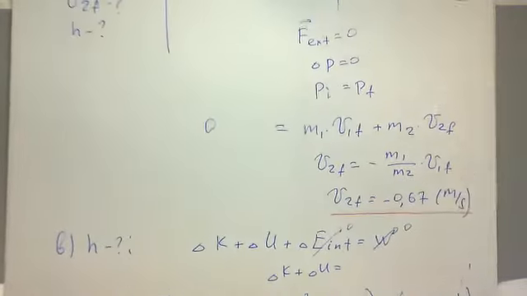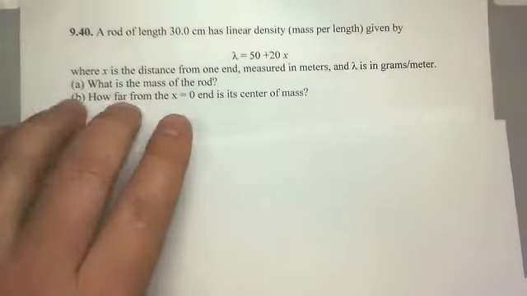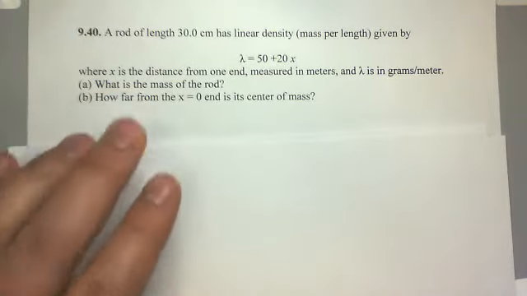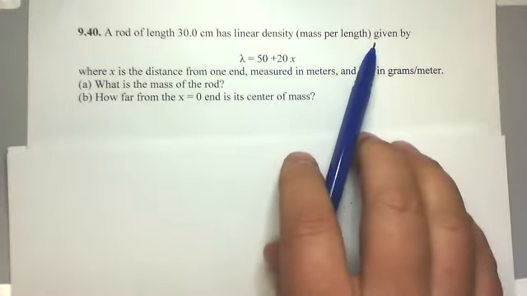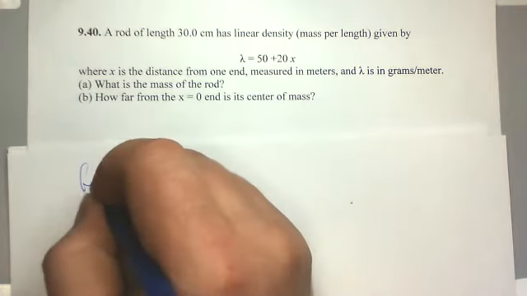Okay, no questions. So let me solve the last problem. I would like to introduce the concept of a center of mass. This problem is relatively short, but the concept is important. The problem is as follows. A rod of length 30 centimeters has a linear density, mass per length, given by the following.